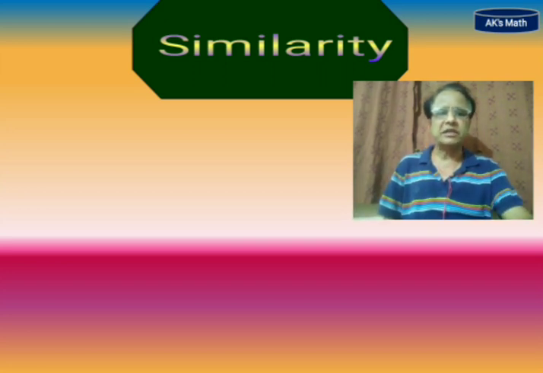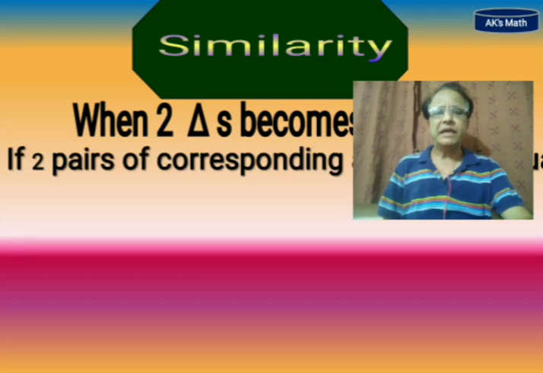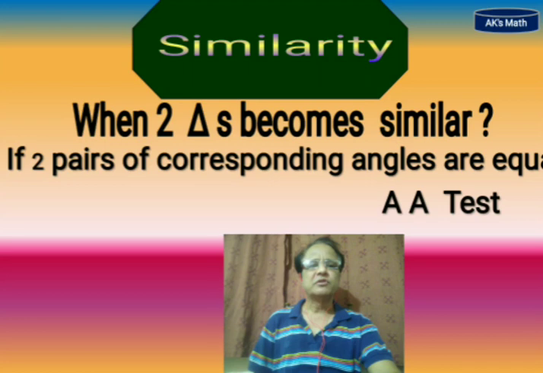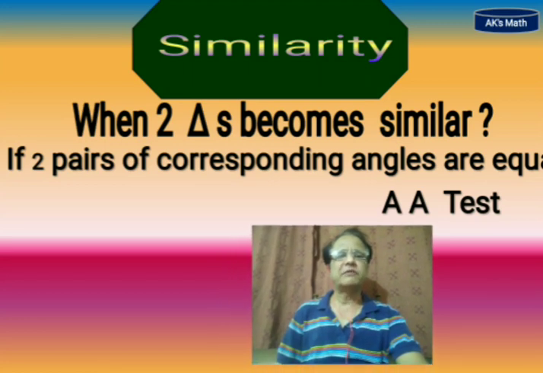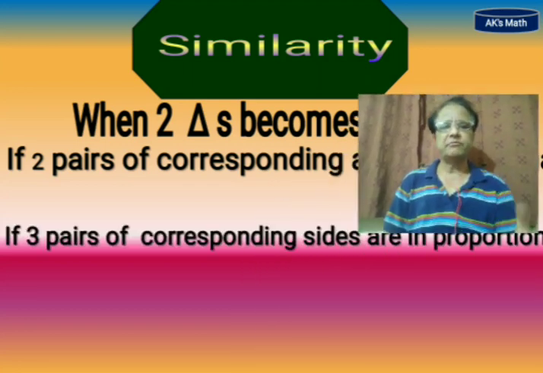So what are those conditions? Look at this one. When two pairs of corresponding angles are equal, then we can say that these two triangles are similar by the double A test. It is the double A test. So when two pairs of corresponding angles are equal, those two triangles are similar by the double A test. In the same way, we have to learn the remaining tests.